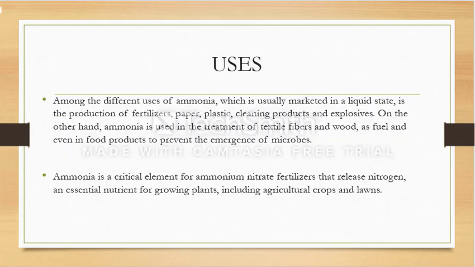Among the different uses of ammonia, which is usually marketed in liquid state, is the production of fertilizers, paper, plastic, cleaning products, and explosives. On the other hand, ammonia is used in the treatment of textile fibers and wood, as fuel, and even in food products to prevent the emergence of microbes.